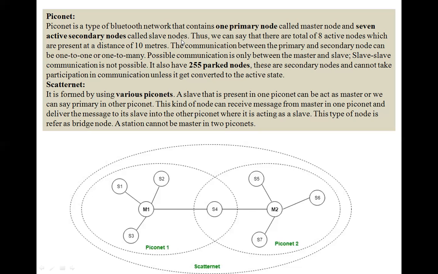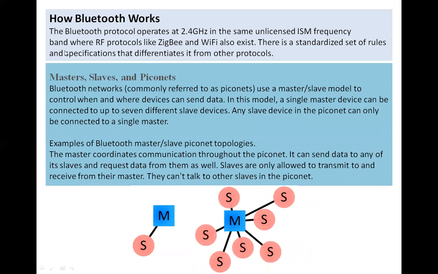So this is about the scatternet. Now we see how Bluetooth will work. Here a master and slave combination is shown in the bottom side diagram. Here one master and one slave will be there, or one master and multiple slaves will be there. But you cannot see two masters and multiple slaves.